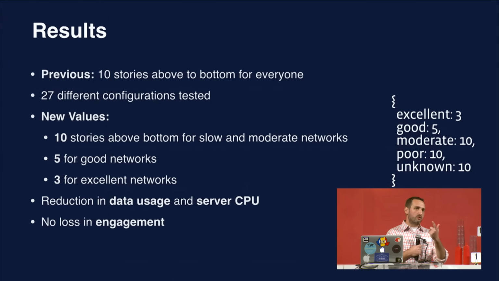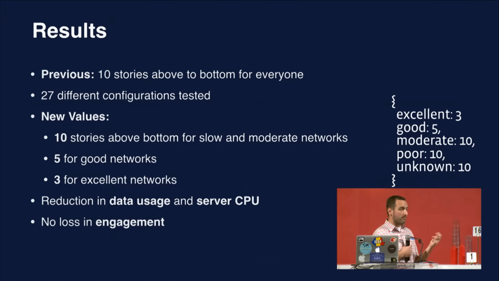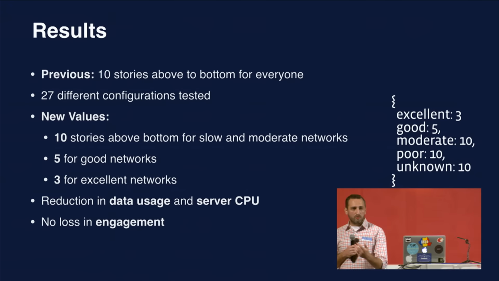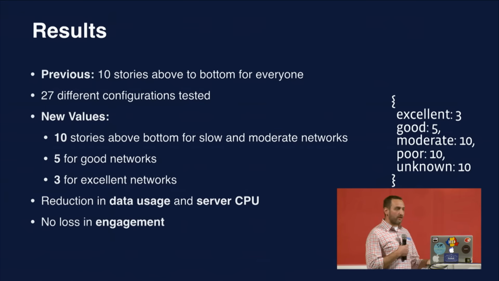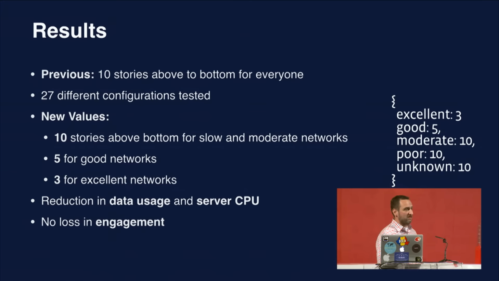we now do it based on connection class. You can see we actually have a JSON configuration object that looks exactly like that. We say when you're on excellent, use 3. When you're on good, use 5. And these will change, right? You might be on an excellent connection now, and you turn off Wi-Fi and walk out the door, and now you need to do another fetch. Now you get the value 10. So these values can change over the lifetime of the app.